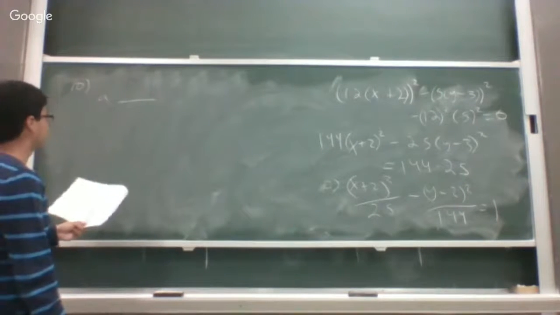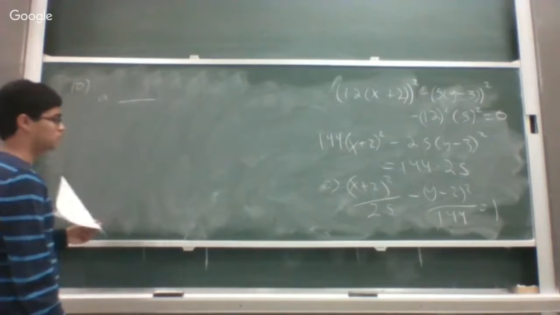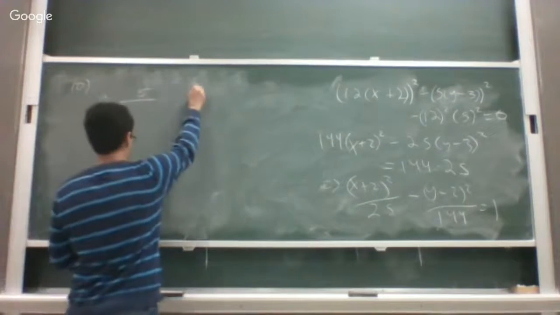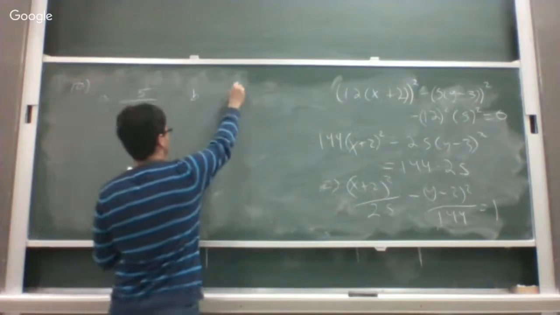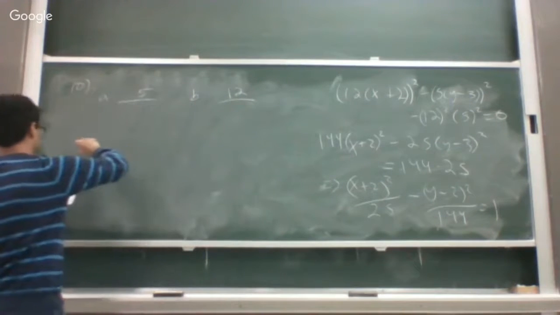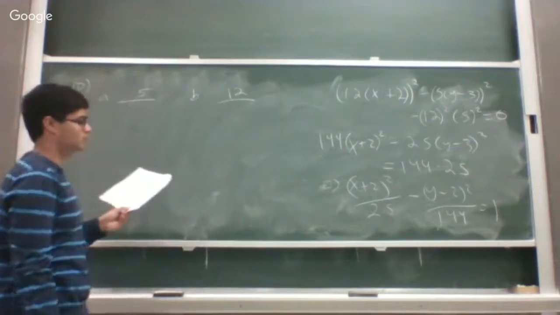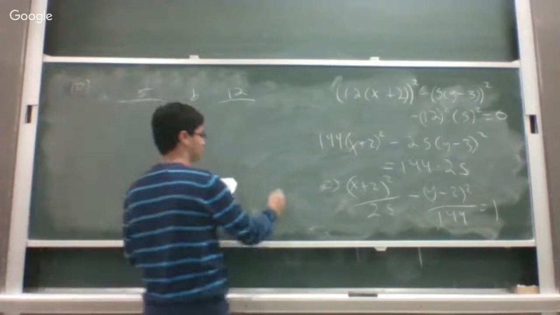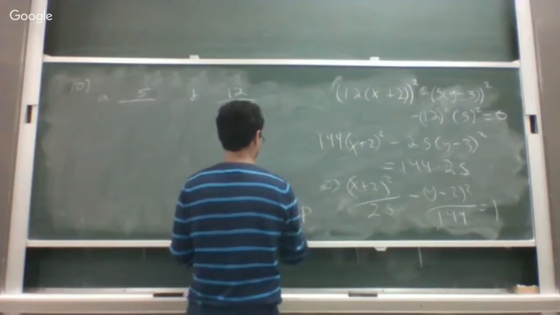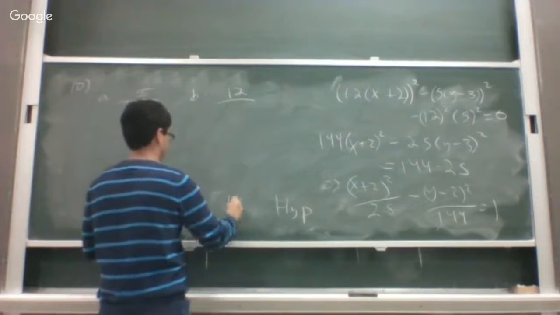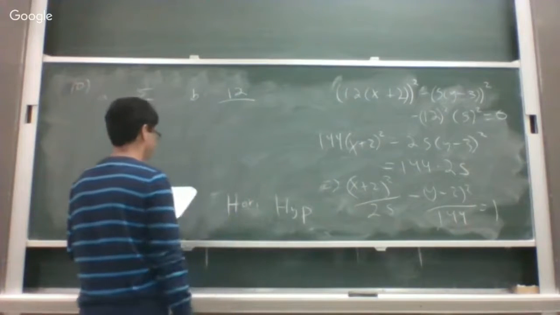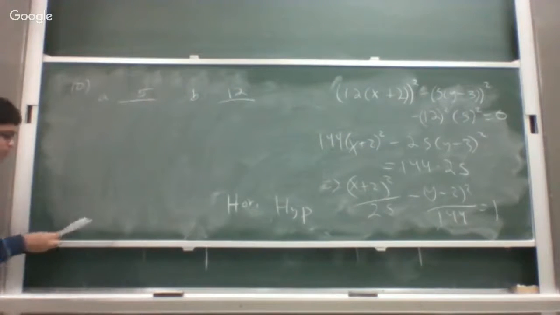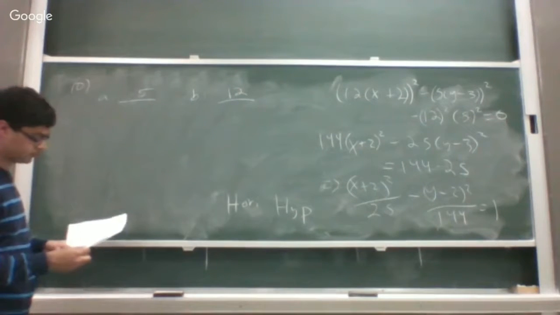What would our A value be? 5. Our B value? 12. What shape is this going to be then? A hyperbola. Which kind? A horizontal hyperbola, excuse me. Yep.